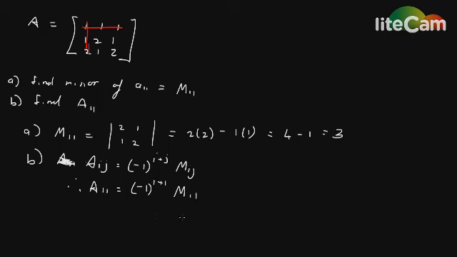Okay, that is equal to negative 1 squared times M11, which is equal to 1 times M11, and we know that M11 is 3 because we already calculated it. So it's 1 times 3, which is equal to 3. And there you go. That's your answer.